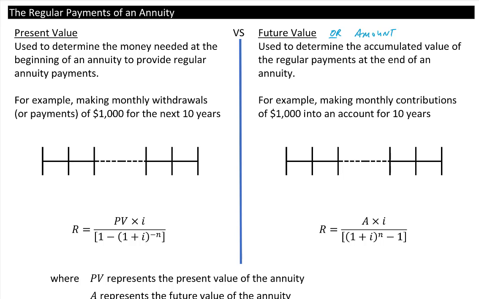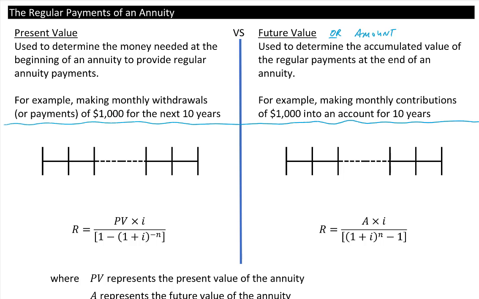And recall, future value is used to determine the accumulated value of the regular payments at the end of an annuity. For example, making monthly contributions of $1,000 into an account for 10 years.